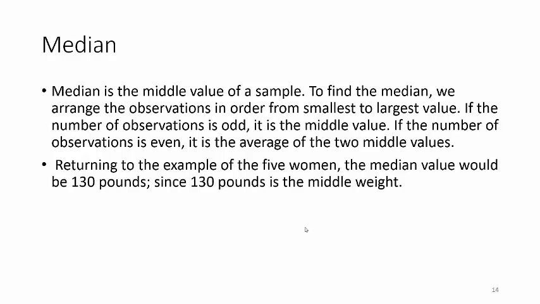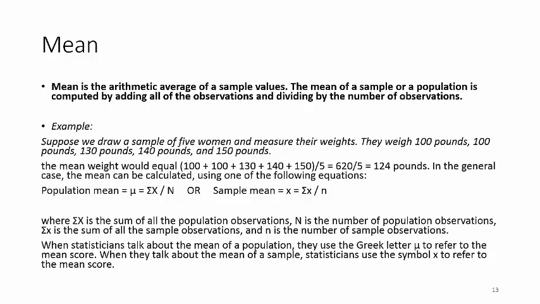Median is the middle value of a sample. To find the median, we will arrange the observations in order from smallest to largest value. If the number of observations is odd, it's the middle value. If the number of observations is even, it is the average of the two middle values. So returning to the example of the 5 women, the median value would be 130 pounds because it is the middle weight. You can see it like this. This is the middle weight.